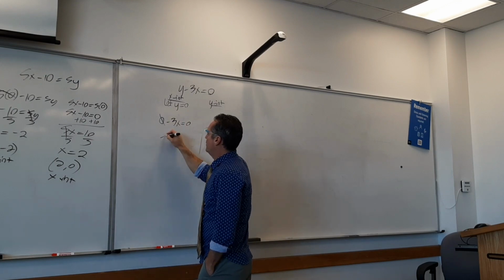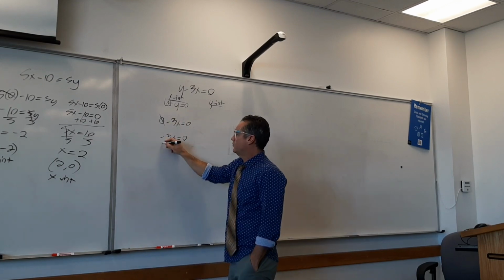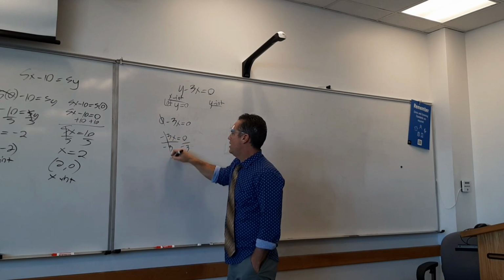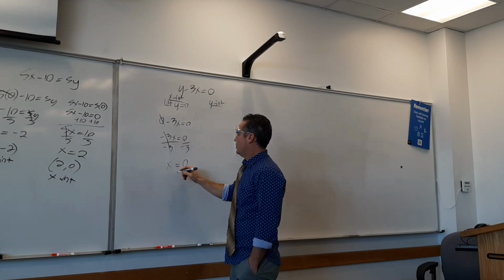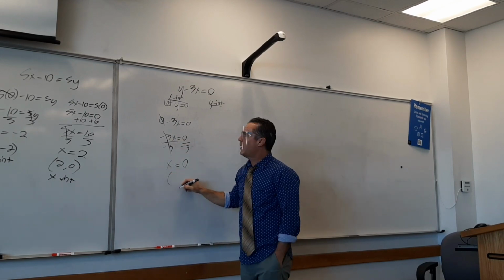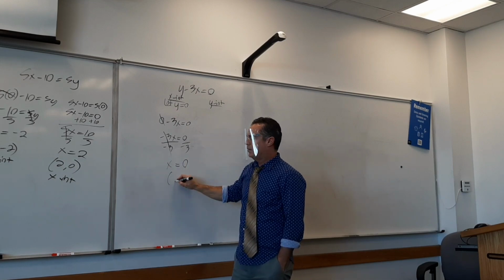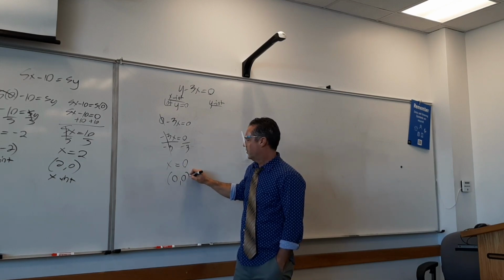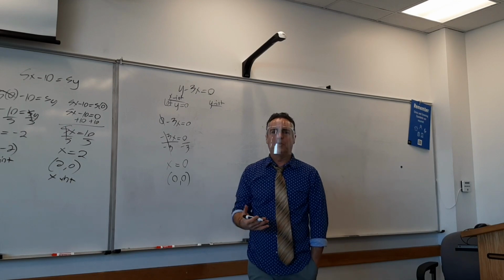That's gone. Negative 3x equals 0. Got to get x alone. Divide by negative 3. And 0 divided by any number is 0. So x equals 0. And so my x-intercept is what? 0, 0.